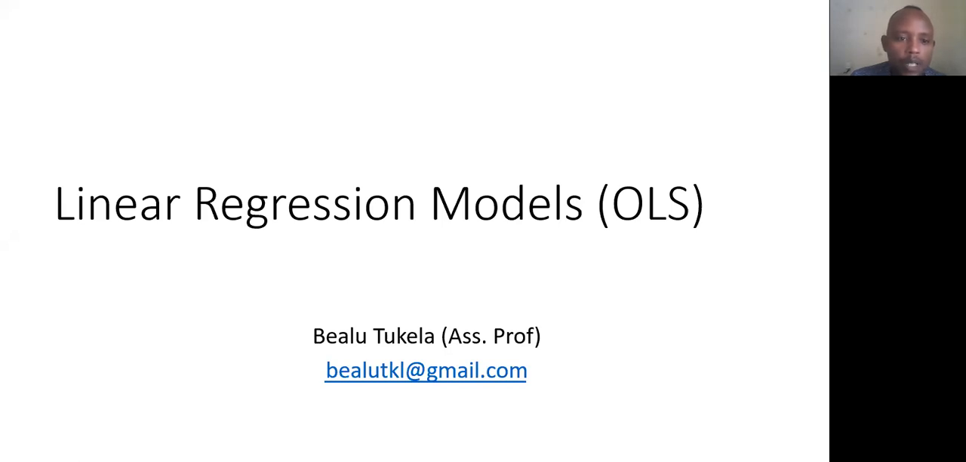Today I'm going to present about linear regression models. Here, linear implies that the relationship between independent and dependent variables should be constant and consistent. Regression means it is a function that shows us the cause-effect relationship between variables. And OLS means ordinary least squares method, which is used to derive coefficients or parameters of variables.